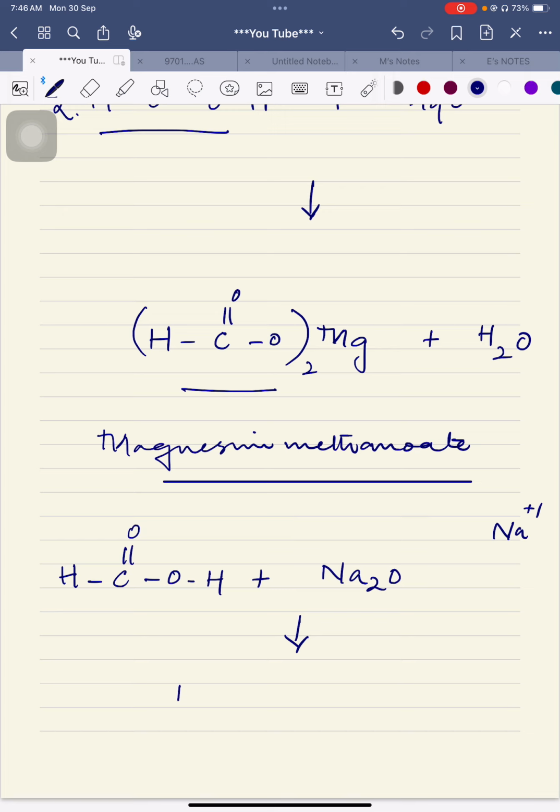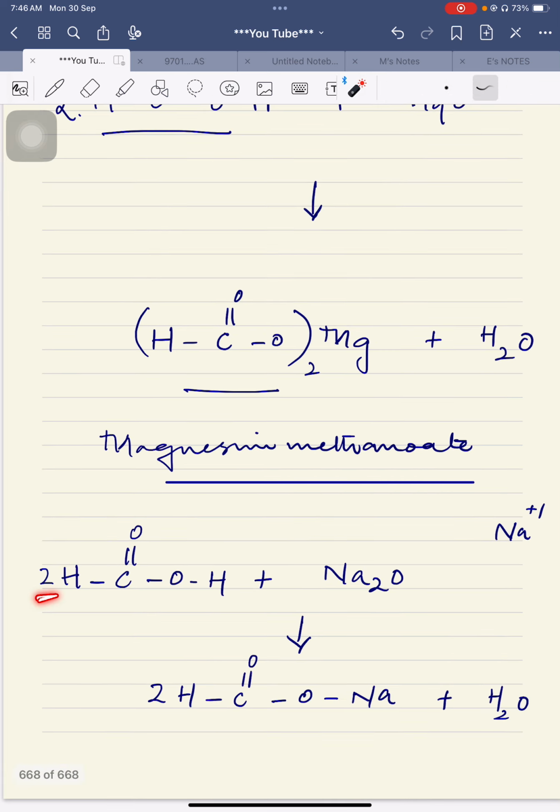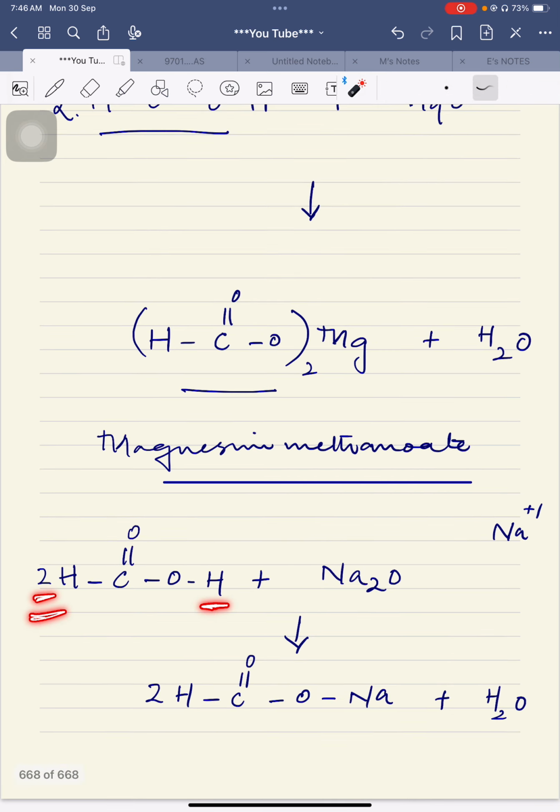And here I'm going to write this HCOONa. Okay, so it is like this. Balancing the chemical equation requires 2 for this, and H2O. Because one acid molecule releases one hydrogen ion, whereas two molecules are going to release two hydrogen ions. Both of the hydrogen ions will combine with this oxygen to give you H2O. So these are the ways through which they make the product.